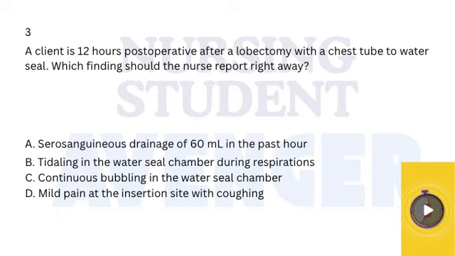The next question. A client is 12 hours post-op after a lobectomy with a chest tube to water seal. Which finding should the nurse report right away? Letter A. A serosanguinous drainage of 60 ml in the past hour. Letter B. Tidaling in the water seal chamber during respiration. Letter C. Continuous bubbling in a water seal chamber. Or letter D. Mild pain at the insertion site with coughing.